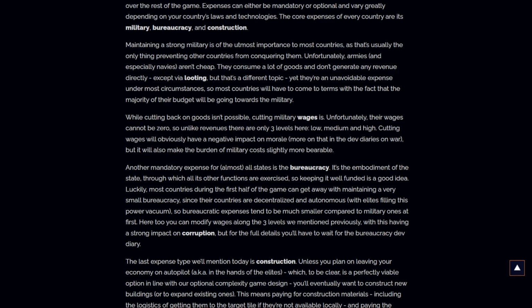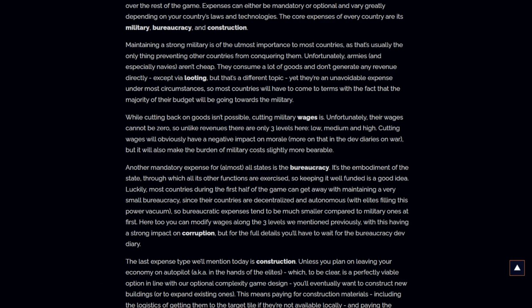But it will make the burden of military costs slightly more bearable. This works exactly like if you played EU4, I think exactly like that. You know, if you have lower wages, then morale will be less, so obviously you're not going to do as well in battle, but maybe if you're at peace, you can pay them a little bit less, and then when you're coming up to war, pay them a bit more.